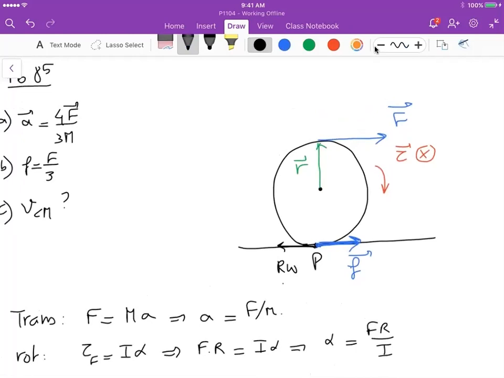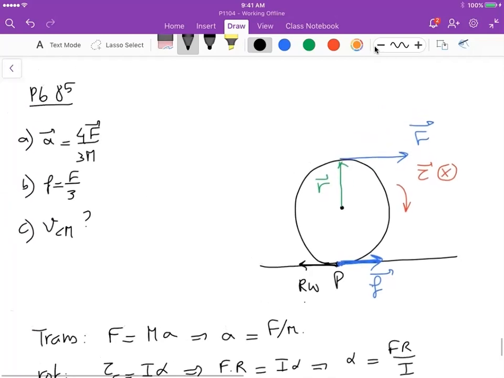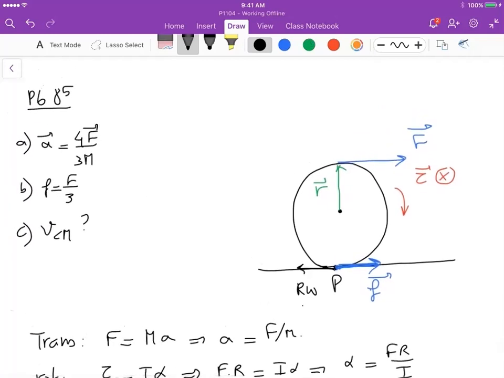Now once we have set all our forces وحطينا كل شيء, now let's apply Newton's laws of motion. So we have a translation and we have a rotation. We are going to apply Newton's second law for translation and Newton's second law for rotation. And then from the equations, we are going to determine the acceleration and the friction force.